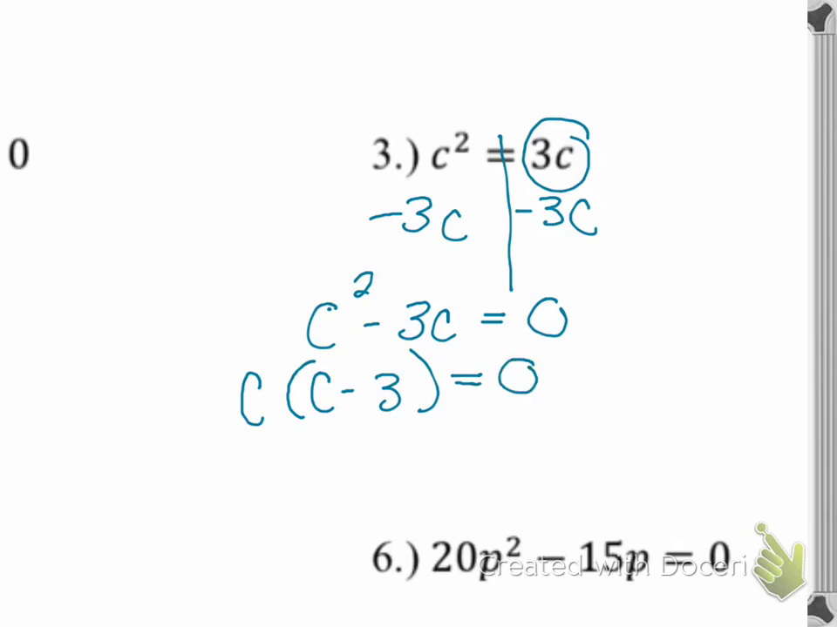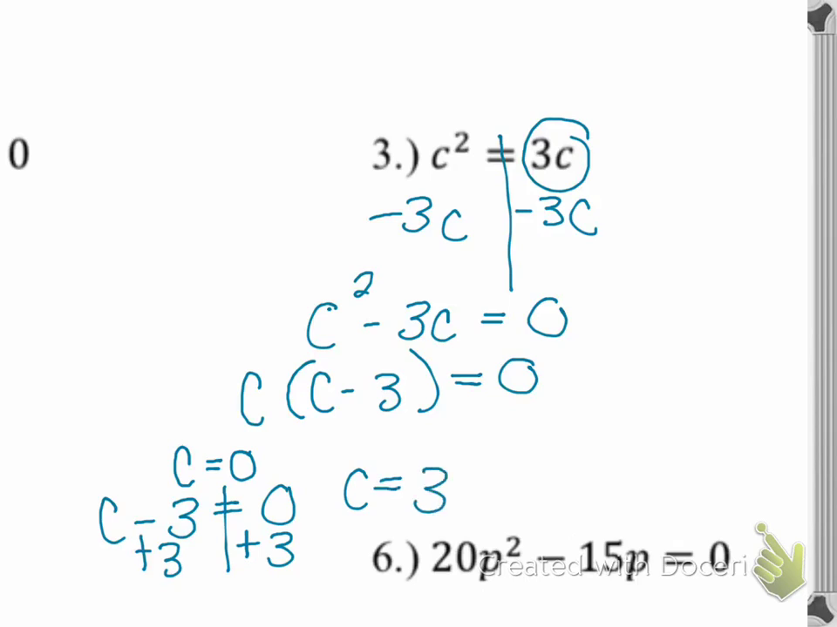So now basically I'm where I was at with numbers 1 and 2. So I can take the c here and set that equal to 0. So that's really easy. There's my first answer. And then I'll take the c minus 3 and set that equal to 0. And then I'll add 3 to both sides. And so that means c can also equal 3. So my answer is c is equal to 0 or 3.